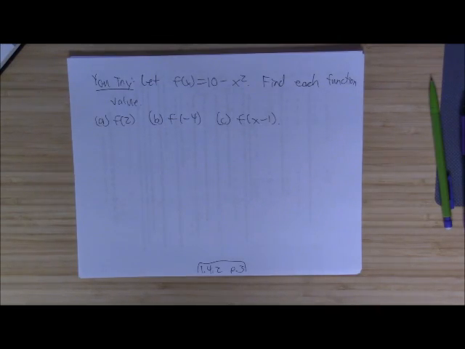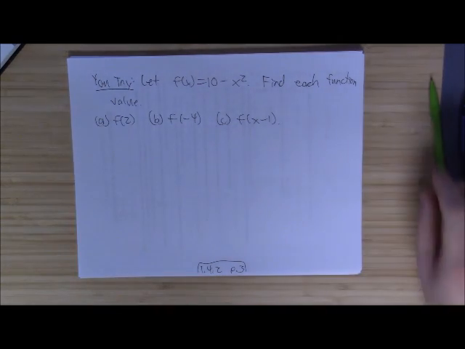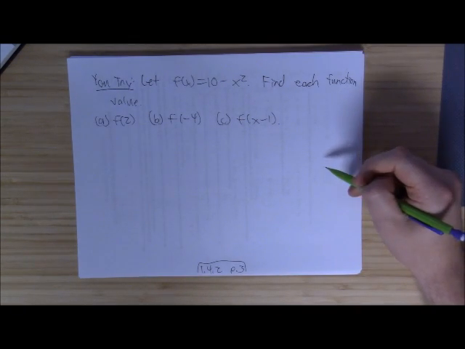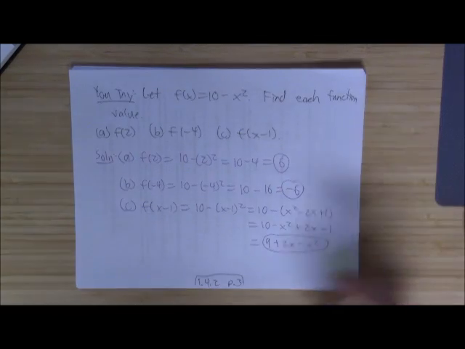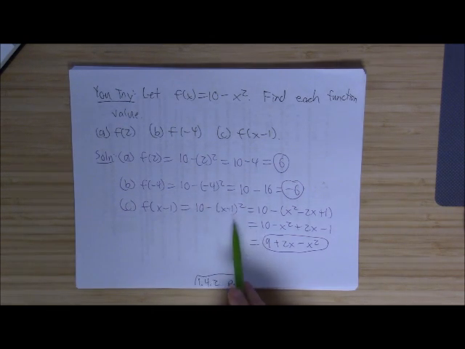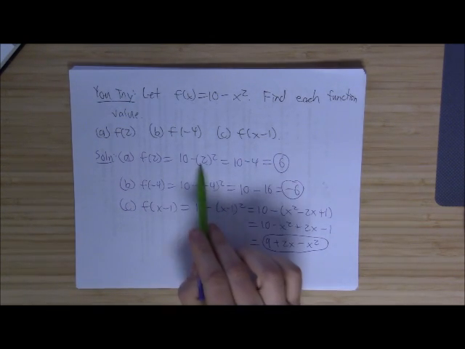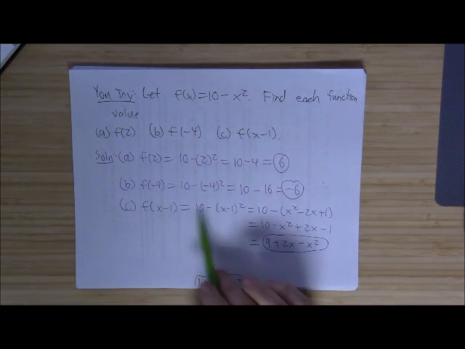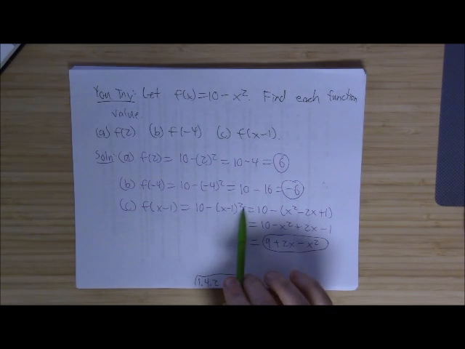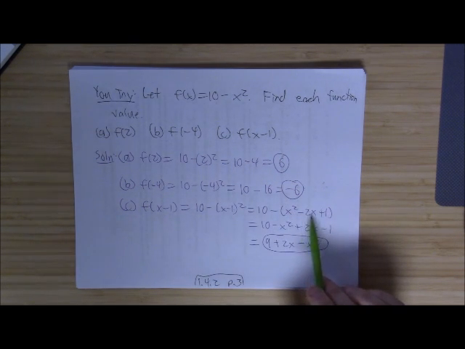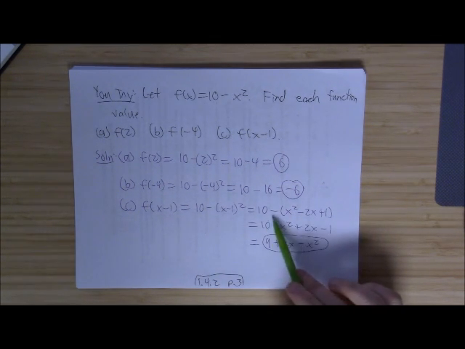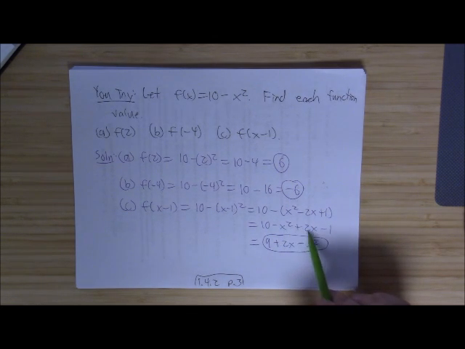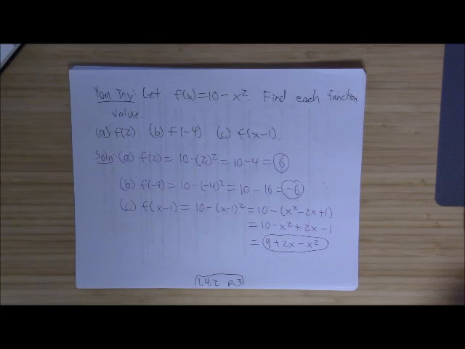And now it's time to have you try an example. So let f of x equal 10 minus x squared. Find each of the following function values. On the count of 3, I'll reveal the answer. 1, 2, 3. So plugging in 2, being careful with our parentheses as we plug in for each one, we would get 6. Simplifying, here we'd get negative 6. Negative a negative is a positive. Here we have to be careful to apply the square correctly by taking x minus 1 times x minus 1. Foiling that out, we get x squared minus 2x plus 1. Go ahead and distribute the negative through. You get negative x squared plus 2x minus 1. And simplifying, you get that.